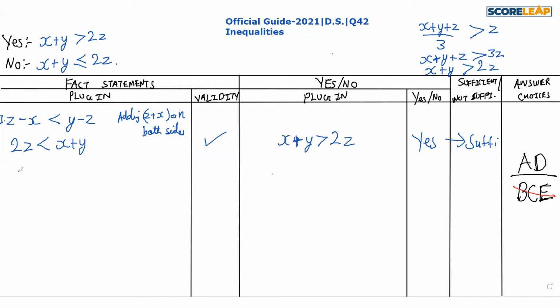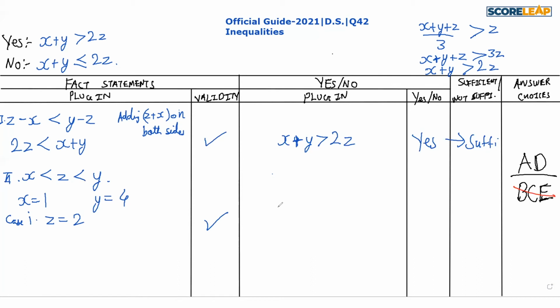Now let us check whether statement 2 is sufficient or not. Statement 2 says that x is less than z, which is less than y. Let us take two numbers for x and y and two different cases. Let us take x equals 1 and y equals 4. In case 1, let us take z equals 2. Validity check done: yes, we can take z as 2, because it is between 1 and 4.